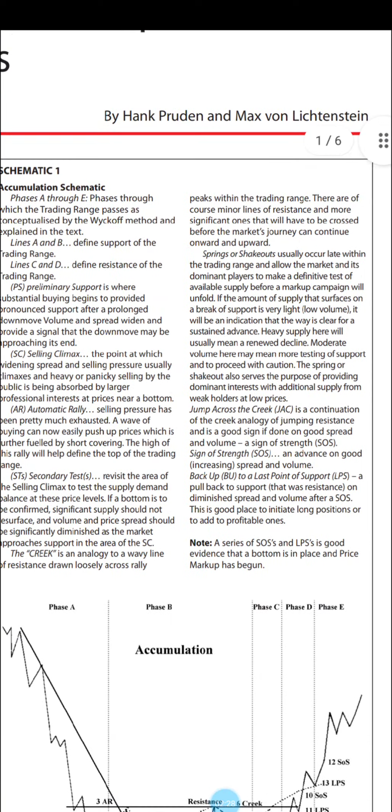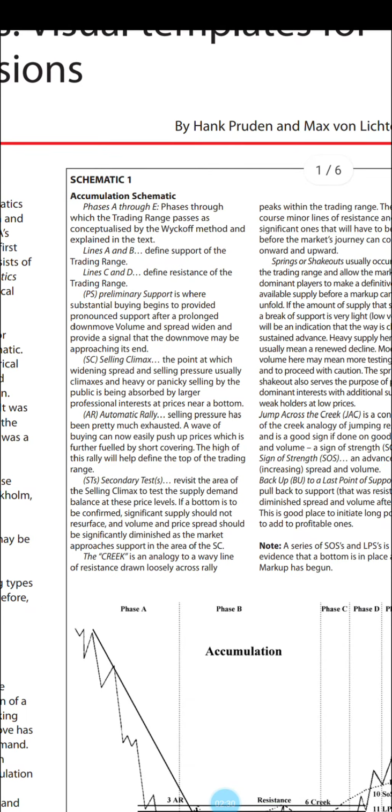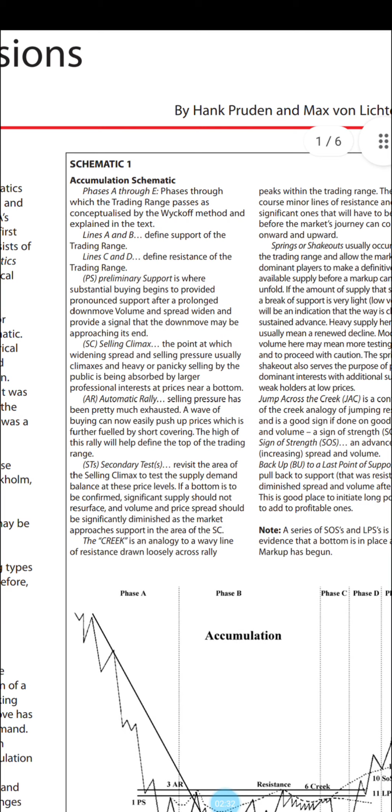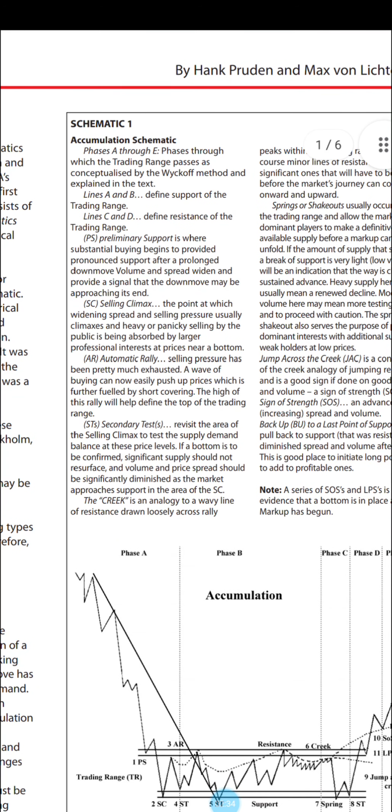Okay. So back through here. Trading range lines C and D define resistance of the trading range. Preliminary support is where substantial buying begins to provide pronounced support after prolonged downward movement, and volume and spread widen and provide a signal that the down move may be approaching its end.